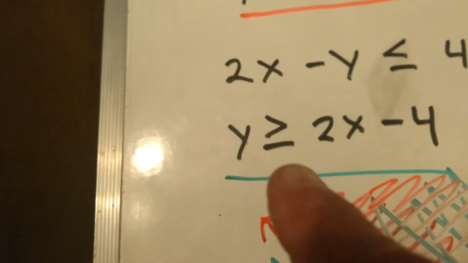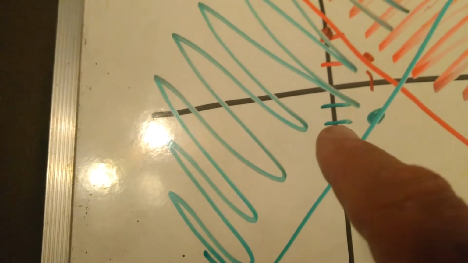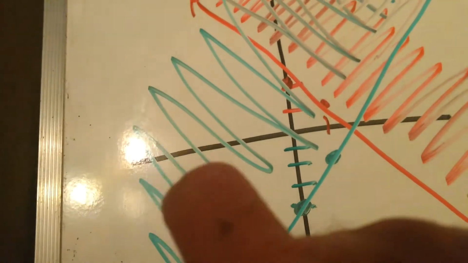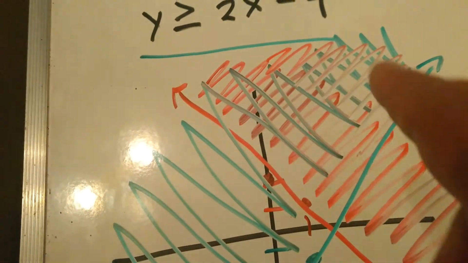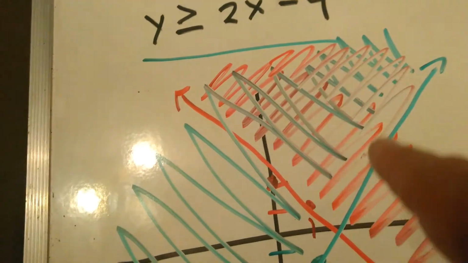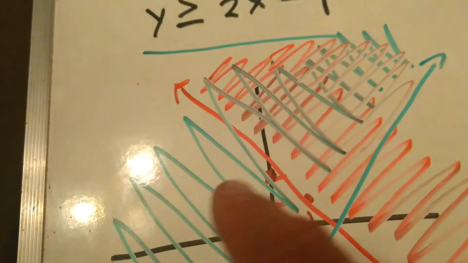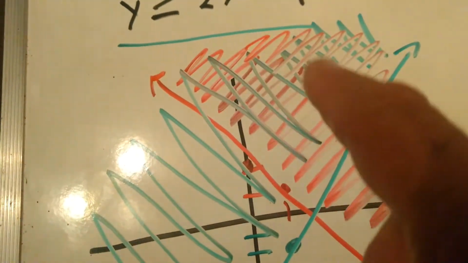Second equation, y greater than or equal to 2x minus 4, is going to be a green line. Start off with negative 4, go up 2 and over 1. There's our solid line. We're shading above this line. And our solution is where the green and the red come together. So when you're answering these problems, you can shade like I did, or you can just shade the solution.